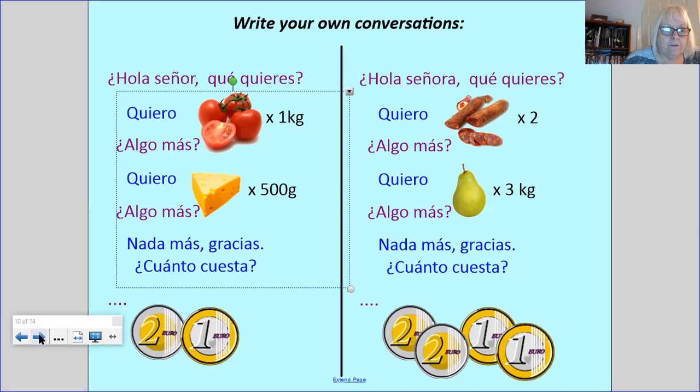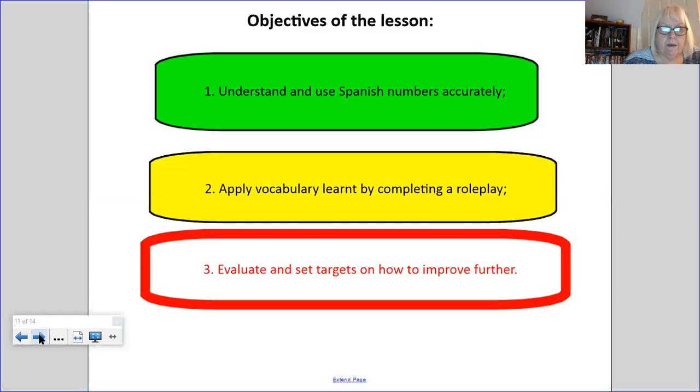And then after that, just looking back at the objectives of the lesson, it's about using numbers accurately, completing the role play. We're doing it as a written conversation, and we will be setting targets in lesson 3.